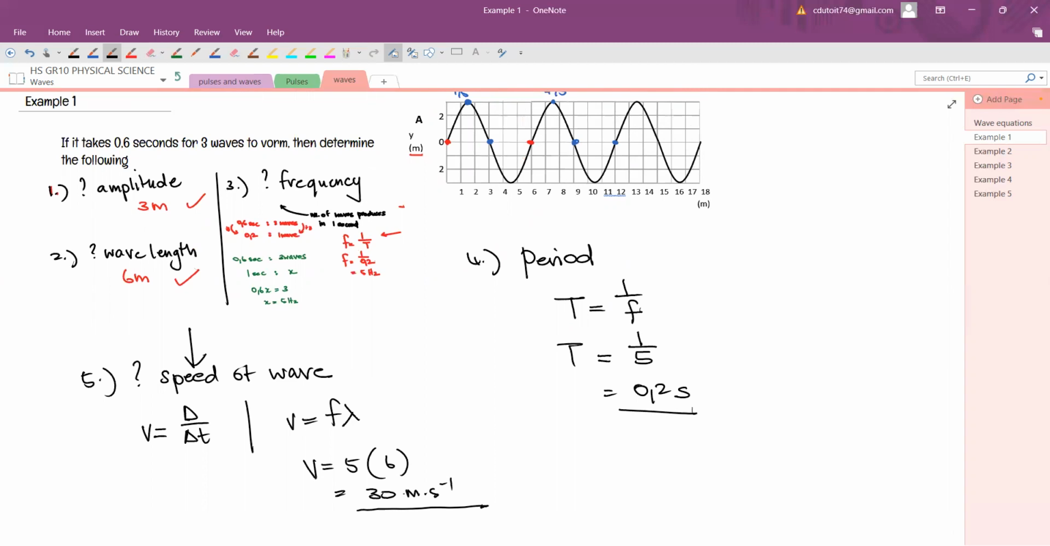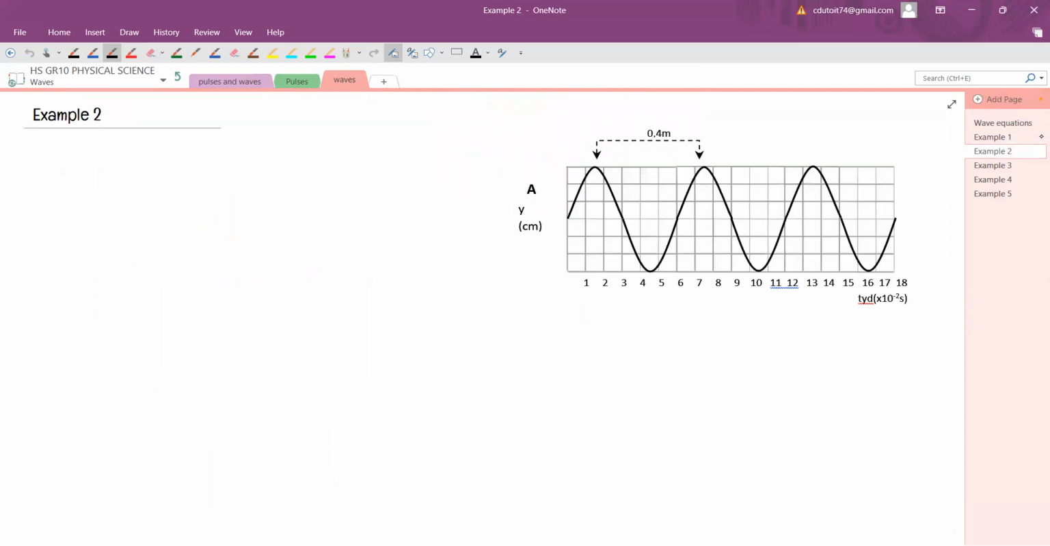Good. Example 2. Right now, this is interesting. Look at this. Look at the y-axis. It's given in centimeters. That's wrong. I need to convert that into meters. And then the x-axis is given in time, but it's times 10 to the power of minus 2 seconds. What does that mean? So whenever you have a time, then you must multiply it by 10 to the power of minus 2.